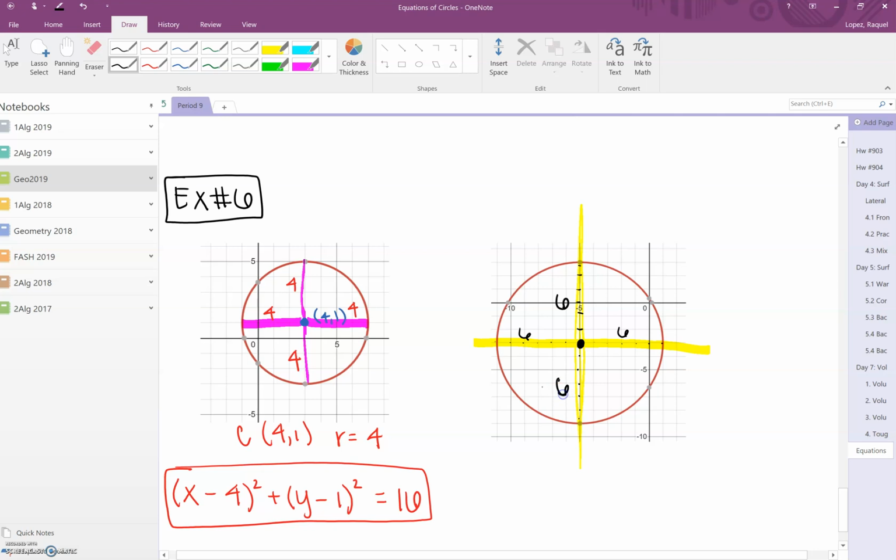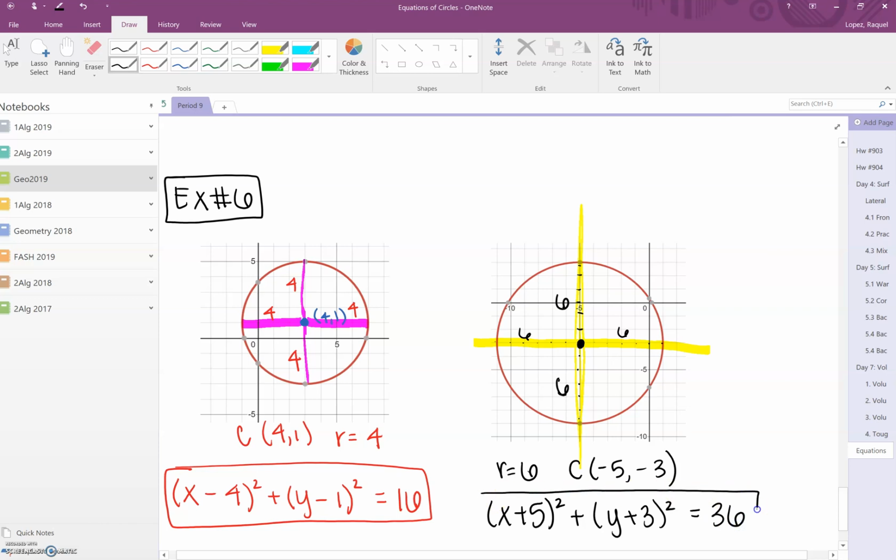Okay, awesome. So I know that the radius of this circle is going to be 6, and it looks like the center is at -5, -3. So if I'm going to write my equation, it's going to be x plus 5 squared plus y plus 3 squared equals 36, because 6 squared is 36. And that's the equation of the circle. And that's all of the examples that I have for you guys here today.